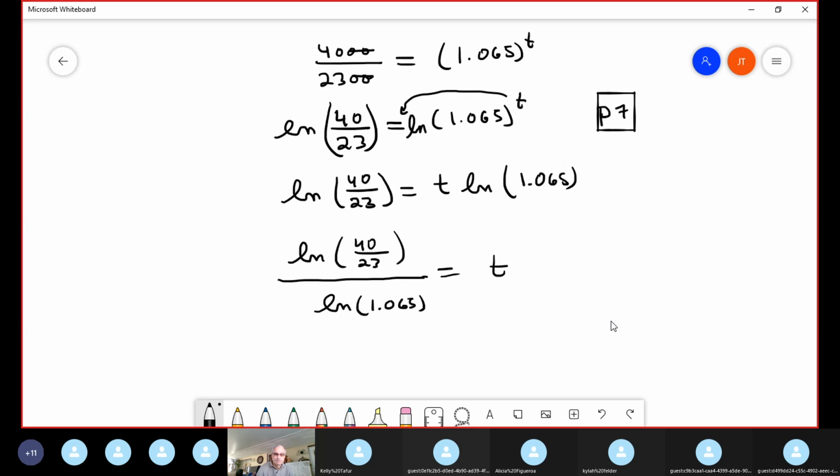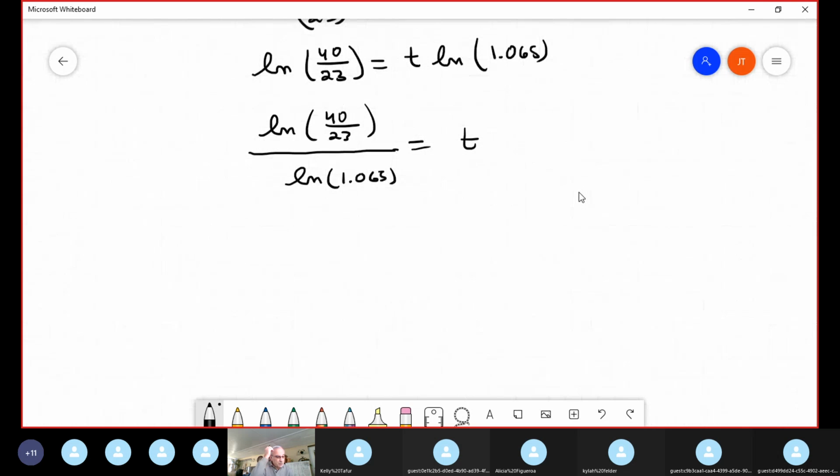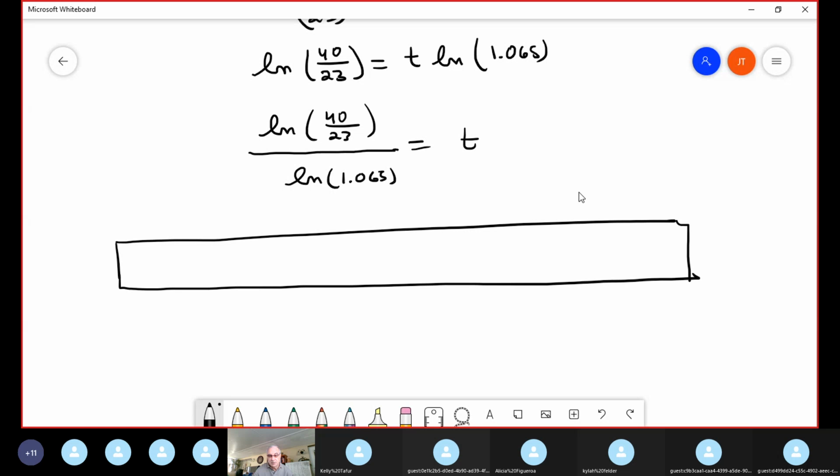And this is t. Okay. And this is the moment to put it in the calculator and interpret the answer, right? Let me show how you put it in the calculator. This is the display of the calculator. Everyone, use your own calculator. You need to learn your own calculator. You press LN, and automatically the calculator opens the first parenthesis. You put 40 divided by 23, close the parenthesis.